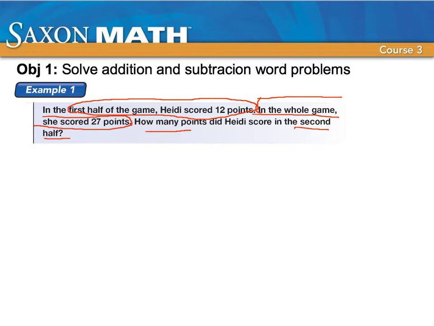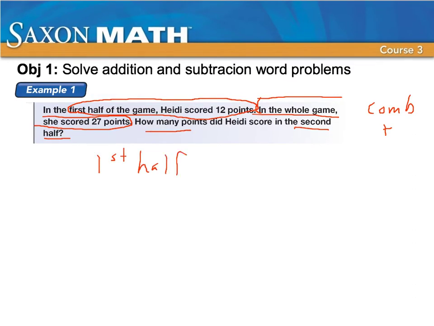Now we need to be thinking about this. Is it a combining problem, a separating problem, or a comparing problem? Well, this one's going to be a combining problem, because we're combining her first half points with her second half points to get total points. So it's going to be an addition problem. Let's stop and think about what things we're adding together. We need to write a verbal model in words. I'm adding together the points she got in the first half plus the points she got in the second half, and that's going to equal her total points.